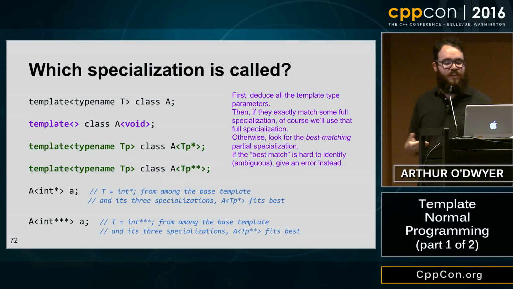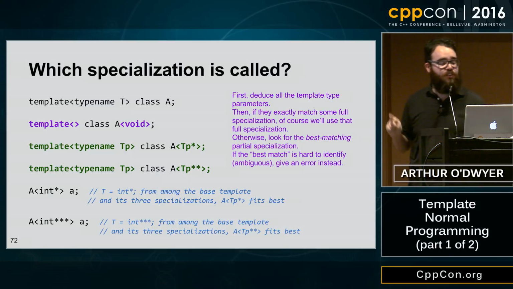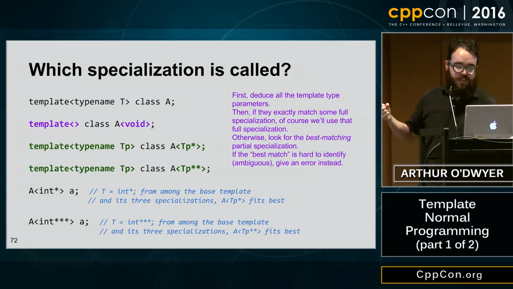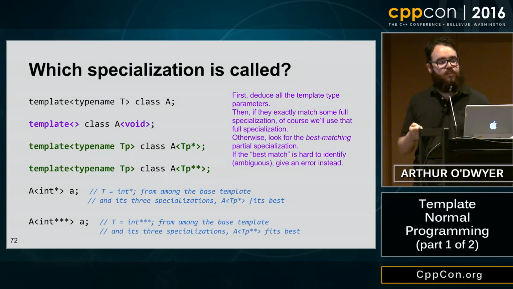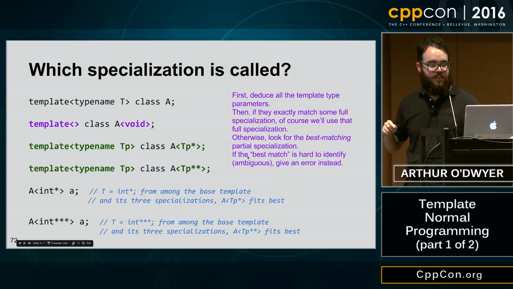So for which specialization is called, first you deduce all of the template type parameters. So in this case, with a of int star, we have deduced in the primary template T is int star. That's super obvious. But then which partial specialization do we instantiate? Well, we try to match int star against, in order, well, void. Nope, int star is not void, so we don't use the full specialization. And then we look at the other two, and we say, well, int star does match TP star. TP would be int. That makes sense. And it doesn't match TP star star. Okay, so we'll use the first partial specialization there, the third line.